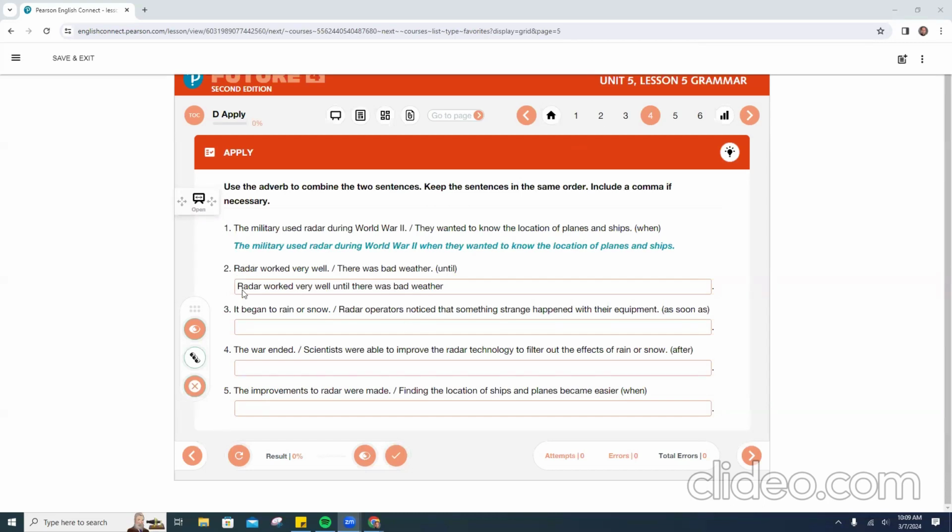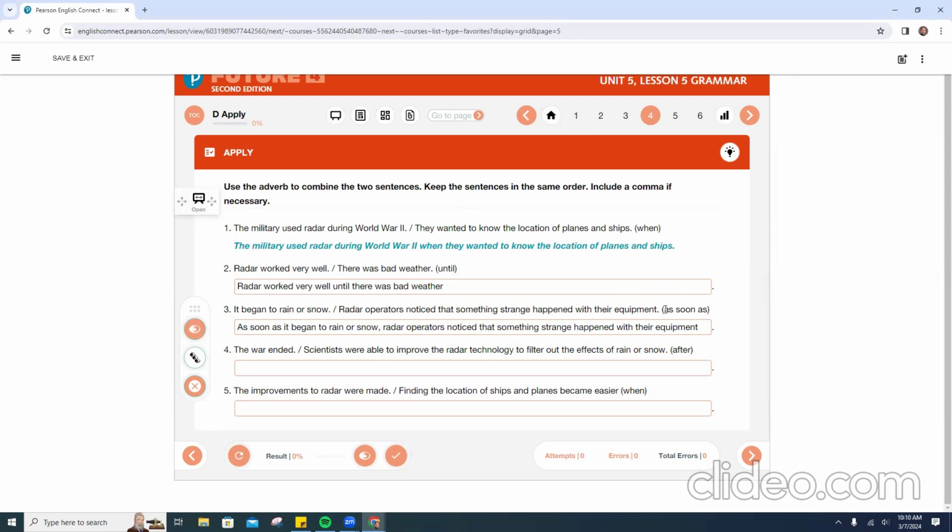Okay, so for number 2, radar worked very well until there was bad weather. So first, radar worked, and second, bad weather. So then until was the factor, so we would have until as the time. Now, even though it says to keep the sentences in the same order, I think that's a mistake because some of the sentences are not in the same order.